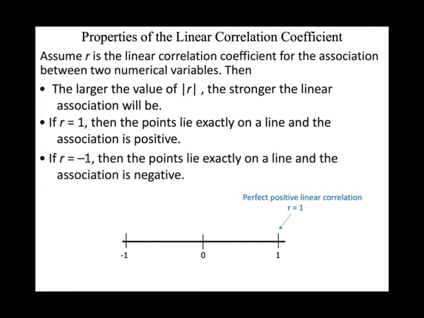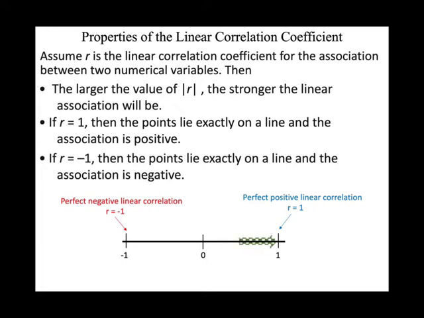If your R equals -1, that means all the points lie exactly on the line, and the association is negative. So we say this is a perfect negative linear correlation.